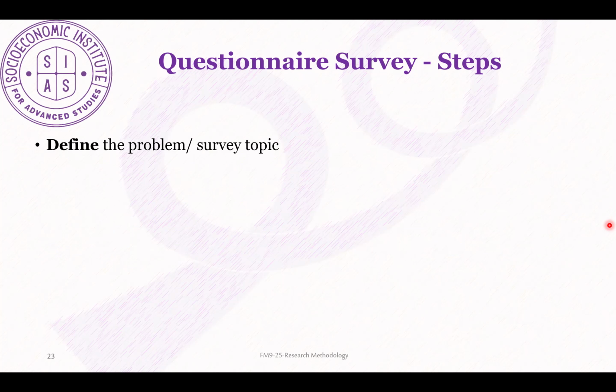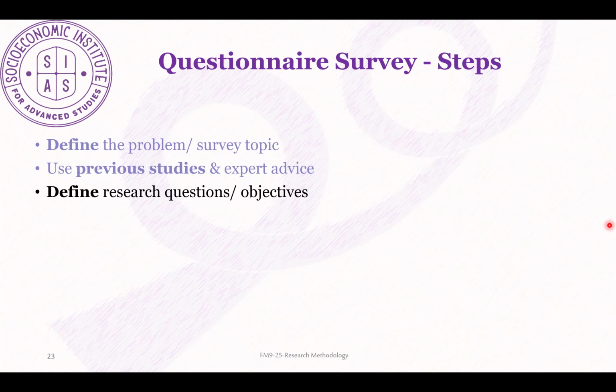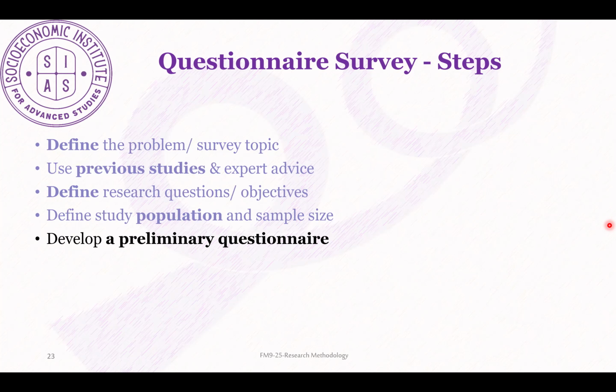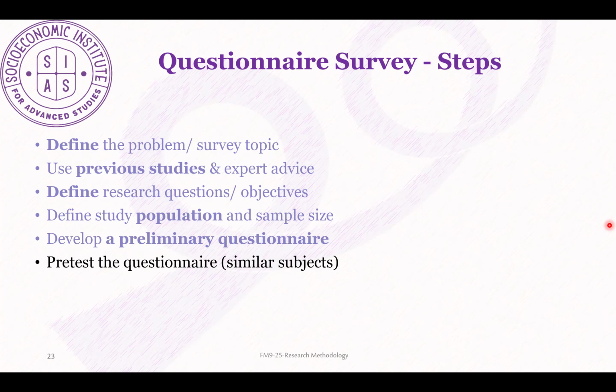The questionnaire survey has steps. First, we define the problem or survey topic, and then we use previous studies and expert advice to calibrate the questionnaire. Then we define the research questions and objectives, and the study population and the expected sample size. Then we develop a preliminary questionnaire, pretest it on similar subjects, and then distribute the questionnaire to the concerned parties.